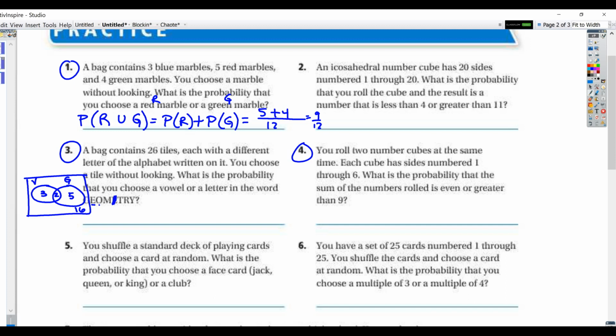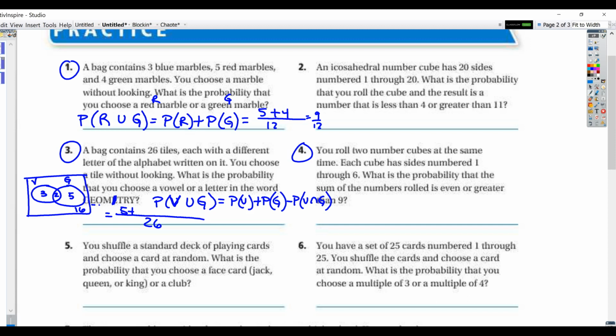Okay, so let me show it to you both ways. I have the probability of a vowel, or a letter from the word geometry. So it's the probability for a vowel plus the probability for a letter in the word geometry minus any that are in both. What's the probability to have a vowel? 5 out of, and these are all going to be over 26. What's the probability for a letter in the word geometry? 10.